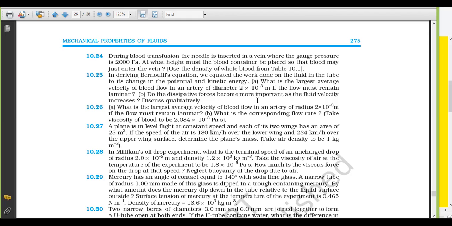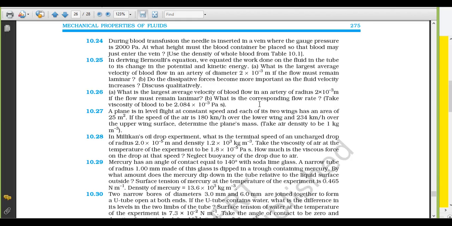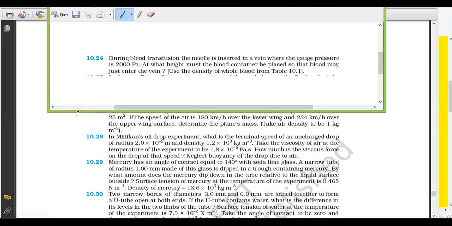Okay, let's try the 25 or 26 plane level. Okay, this is based on Bernoulli's equation. Okay, let's try 25 and 26 or like that. So let's try that.